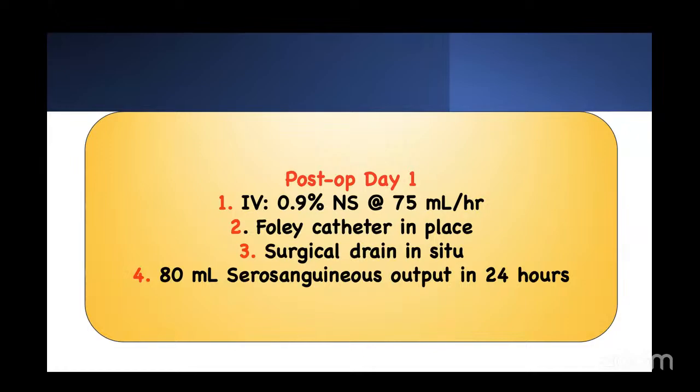Patient is on IV fluid, NS at 75. The Foley is in place, draining appropriately, right? Surgical drain, you should expect the patient to have a surgical drain for hip arthroplasty. And what is coming in the drain? 80 ml of serosanguinous output. Serosanguinous output is like Kool-Aid. That is no bleeding. Don't worry about it, okay?